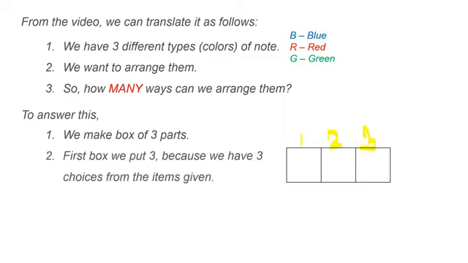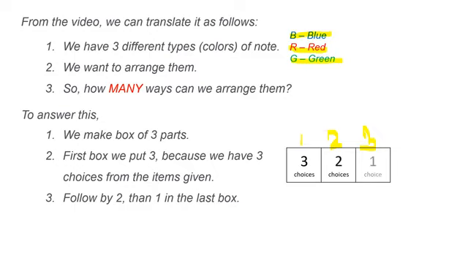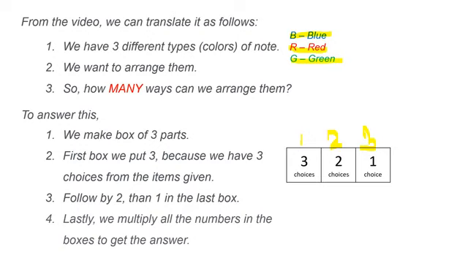In the first box we put 3 because we have 3 choices of the items given. Here we have blue, red, and green. We have 3 choices, and then we put one out of 3 into the first box. Then followed by 2, because after we take 1, we have 2 more choices left, and then the last box has 1 choice. Lastly, we multiply all the numbers in the boxes to get the answer: 3 times 2 times 1 is equal to 6.